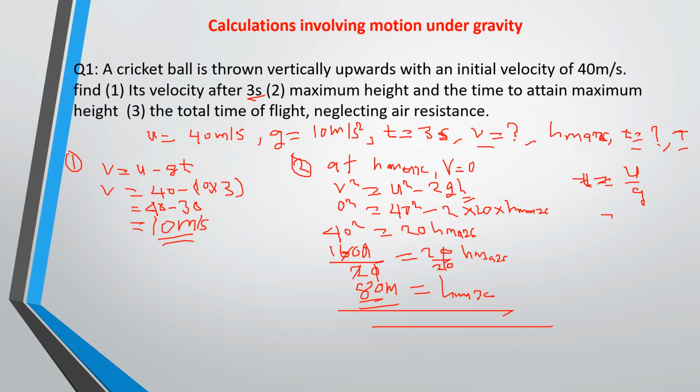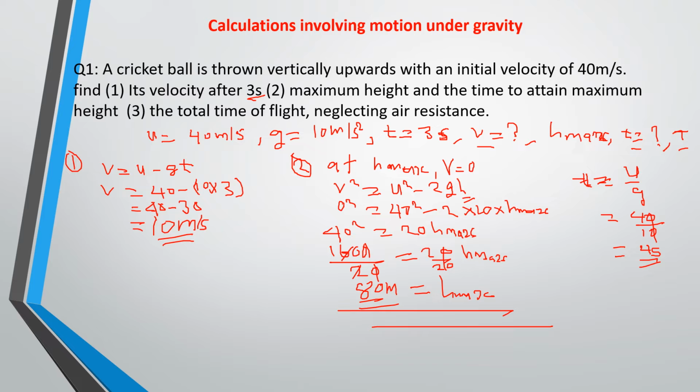So substitute that into this equation. u is going to be 40 and g is 10. So that will give you 40 over 10. So your time to attain maximum height is 4 seconds. Okay, so the time to attain maximum height is 4 seconds.